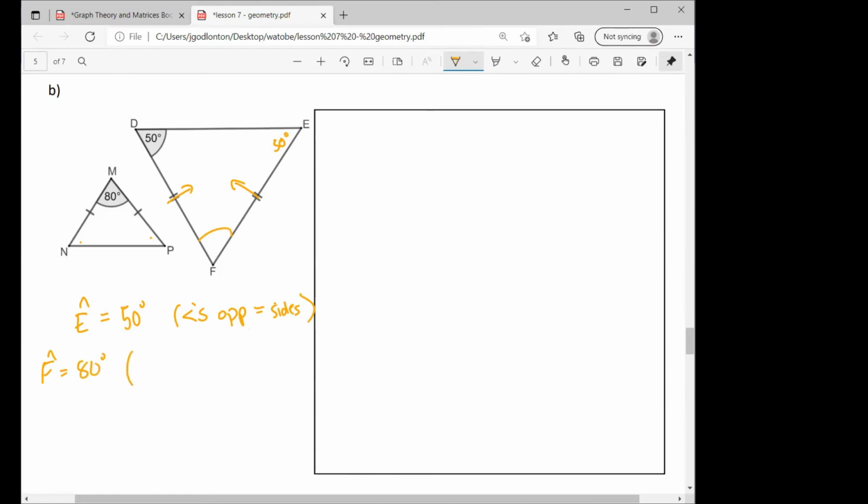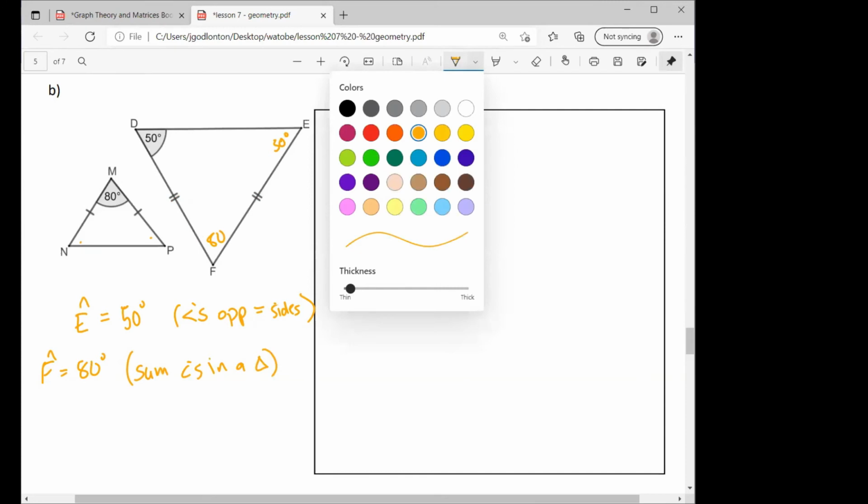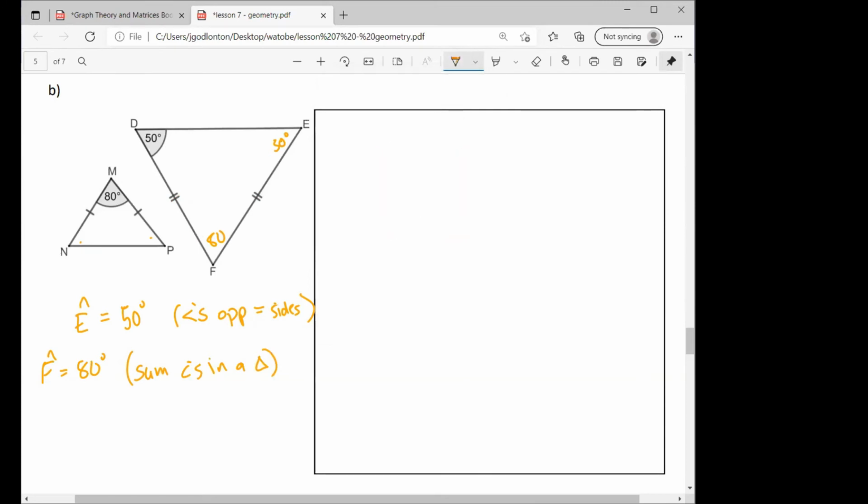Angles of a line? No, it's close. You're on the right track, just not a line. Triangle. Yes, there we go. Sum of angles in a triangle. Good. So now we know that that's 50, and we know that that's 80. Now we're going to move into our smaller triangle. What are N and P going to equal? 50. Yes. So angle N is equal to angle P because of angles opposite equal sides.